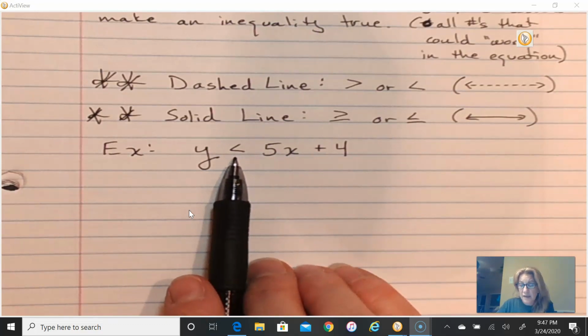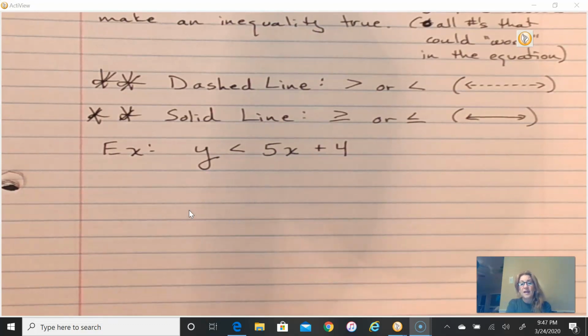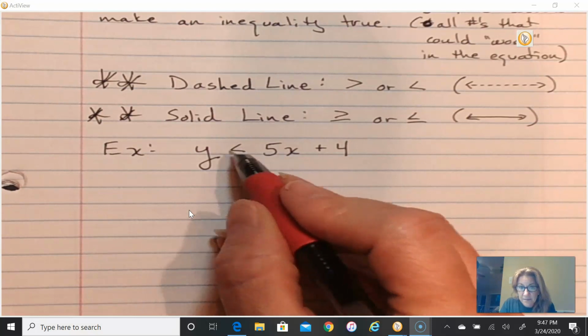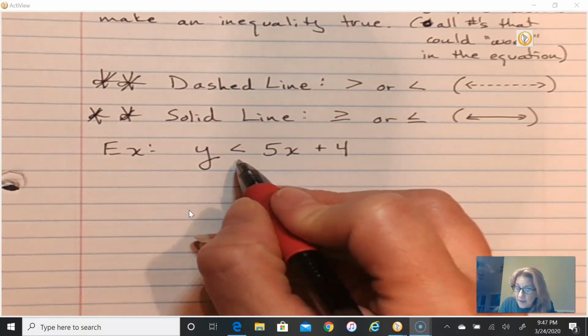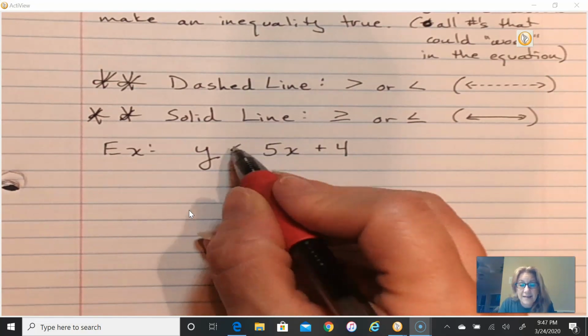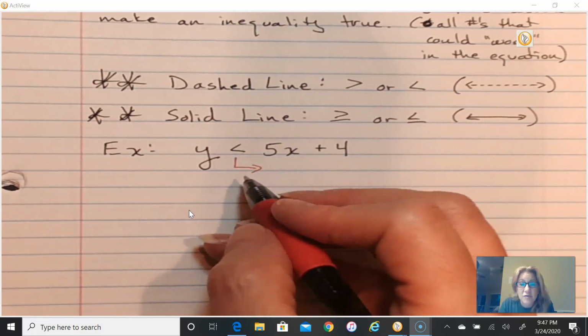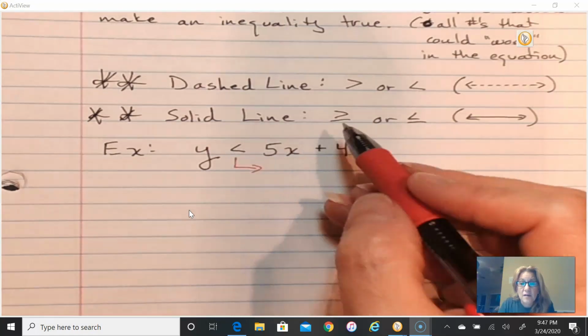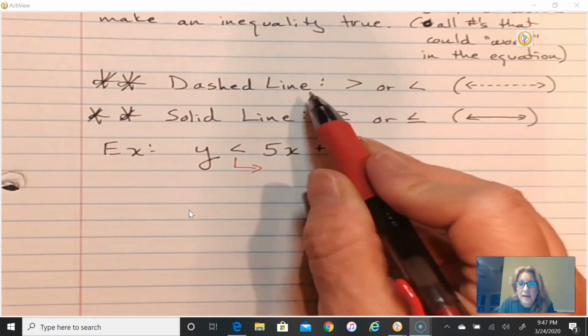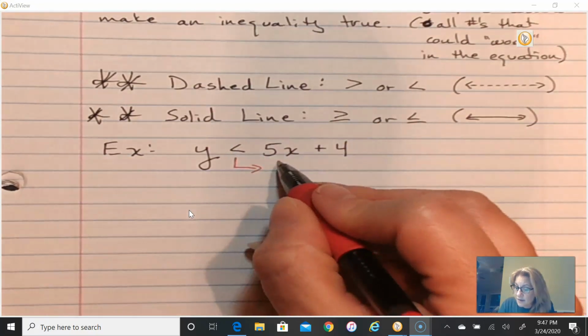All right, so notice that this takes the place of an equal sign. You've been doing them with the equals. Well, now you just have a less than, an inequality sign, okay? So, the first thing you look at is the sign. Is this symbol right here going to give you a dashed or solid line? Well, if you look up here, it's going to look like this. So that gives you a dashed line.